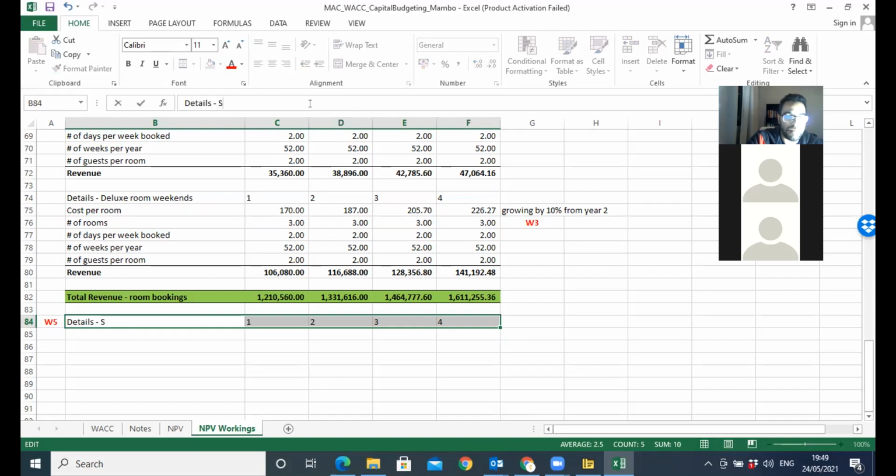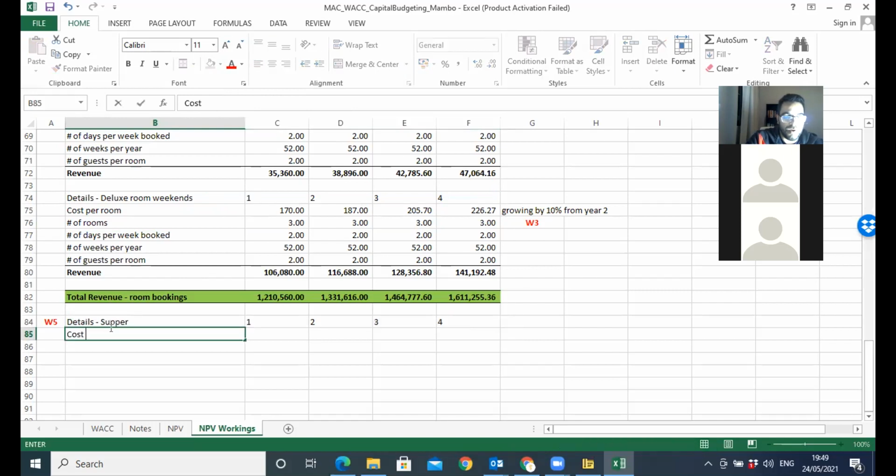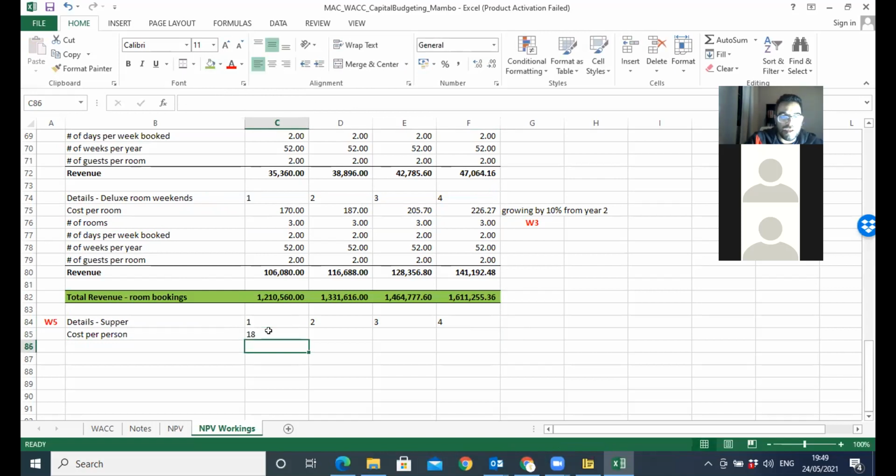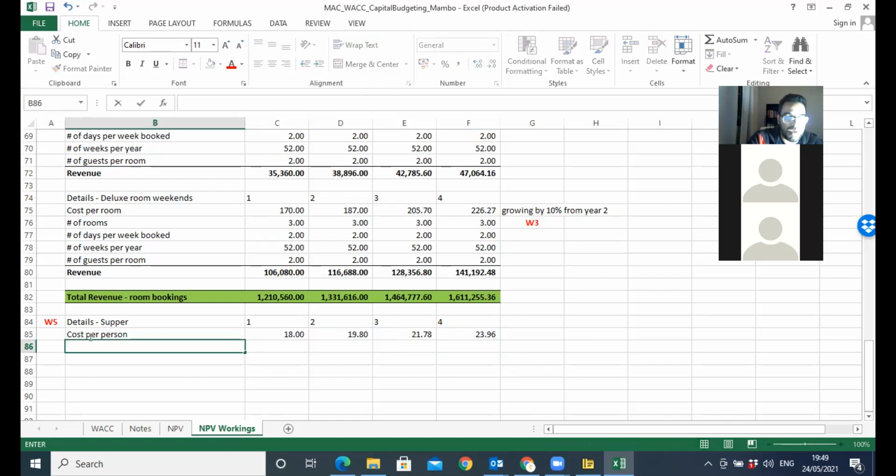So this is going to be supper. For supper, the cost per person is $18. And we are assuming from here it's going to grow by 10%. Now we must get the number of guests.